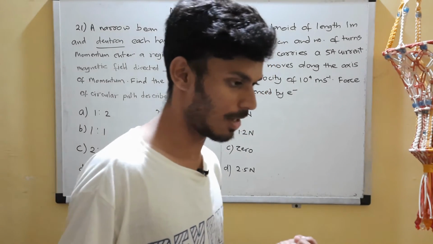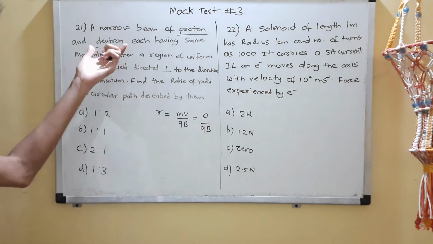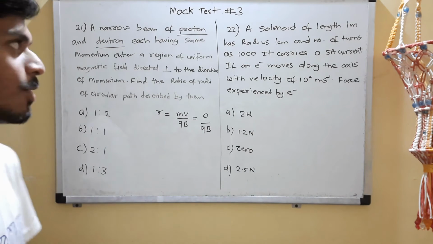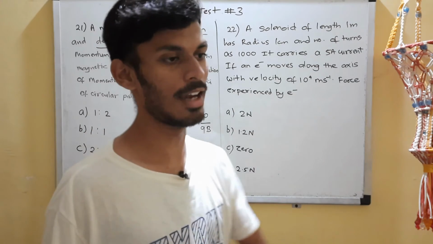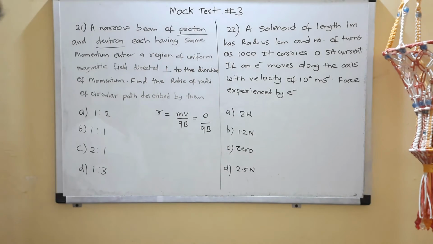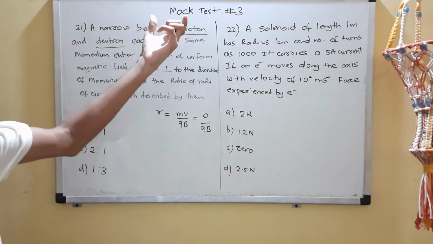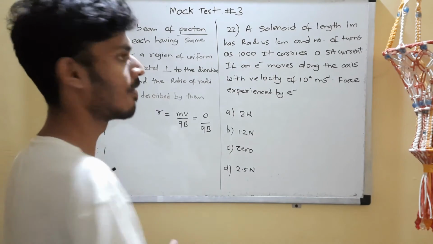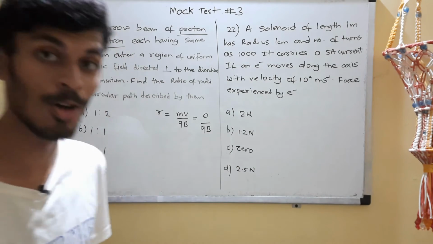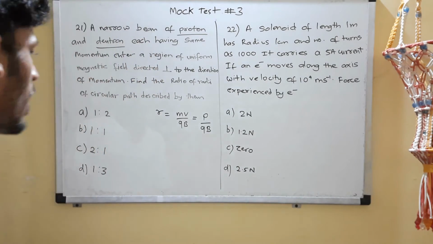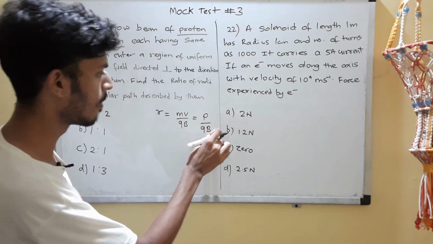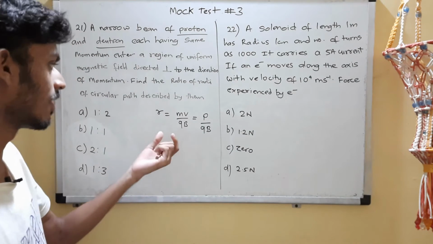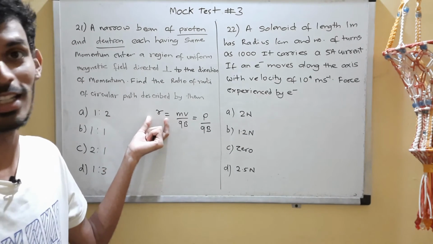They only differ in the number of neutrons. Deuteron basically has one extra neutron. Proton is just one proton, and deuteron has one proton and one neutron. That's the only difference over there. But neutron does not contribute to charge. The charge of proton is 1.6 into 10 to the power minus 19, and that of deuteron is also the same, which is 1.6 into 10 to the power minus 19. So this is same for both. Momentum is same, charge is same, B magnetic field which is given is same. So the radius is same for both.